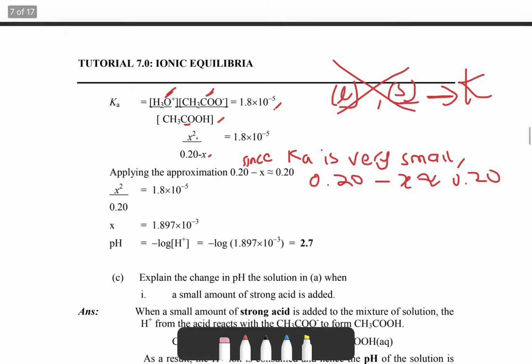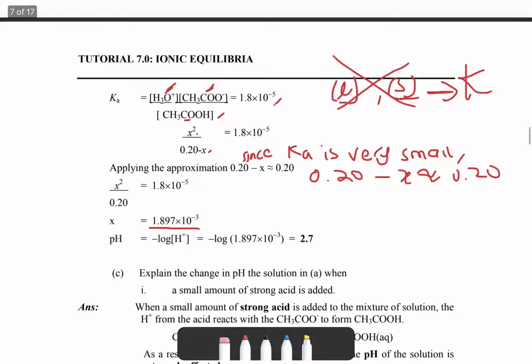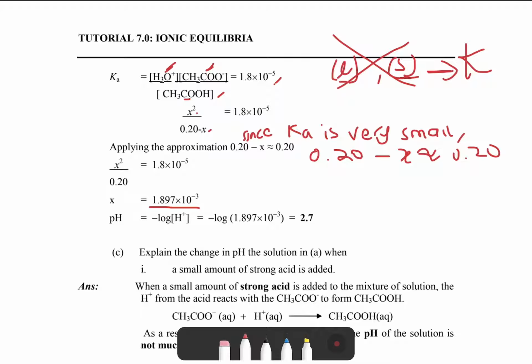So dapatlah X is 1.897 exponent negative 3. So from the ice table tadi, concentrations of hydronium is X. Okay, yang sini. So maksudnya itu concentrations H. Jadi kita guna itu untuk cari pH. So pH of the weak acid is 2.7. Okay.